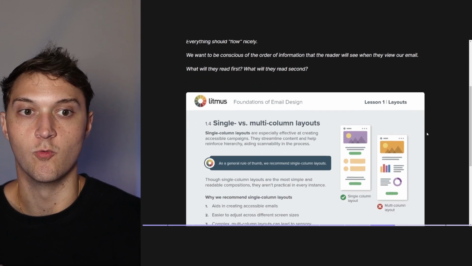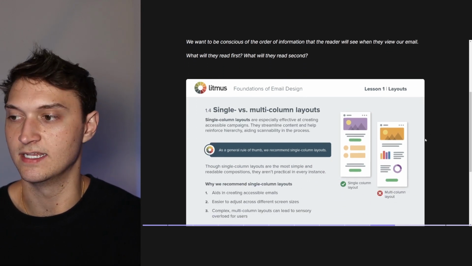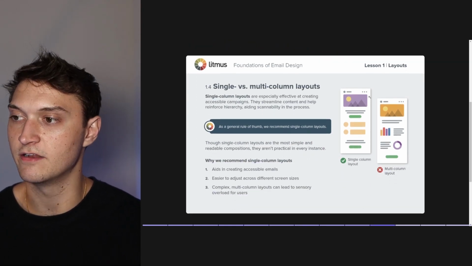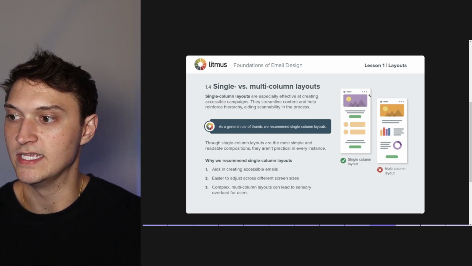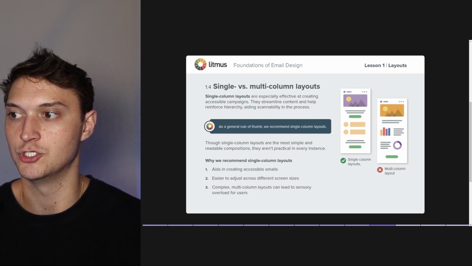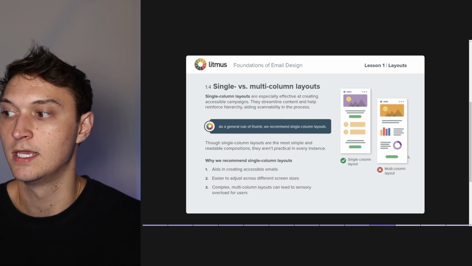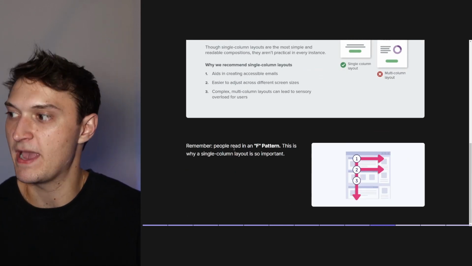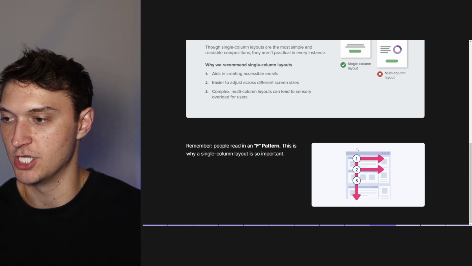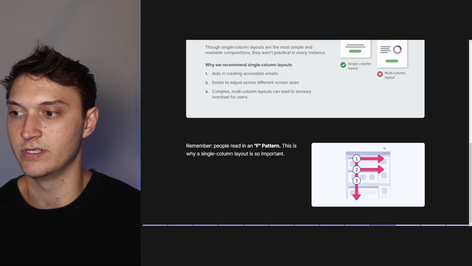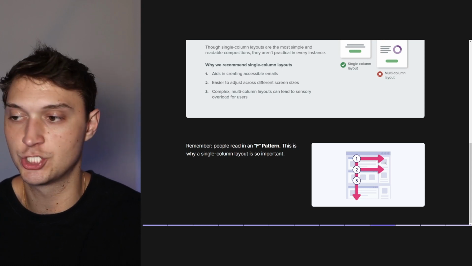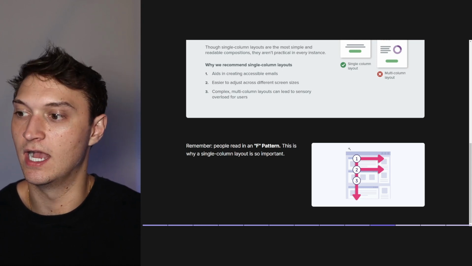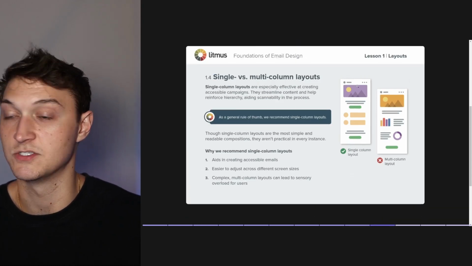So, what are they going to read first? What are they going to read second? We want to be cognizant of that and see that, hey, it's going to be a lot easier on the eyes whenever you have the email just one single column versus two columns or even three columns. So people read in an F pattern, which is why we want people just scrolling down. They're not going to really read this stuff on the right as much. It's just how we are as humans. So we want it to be a single column as much as possible.